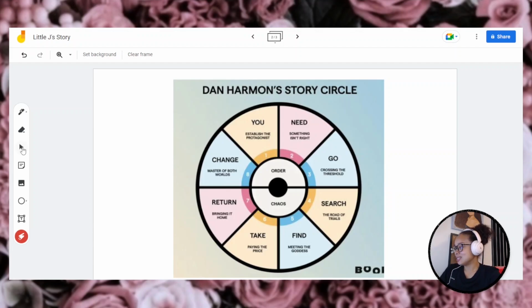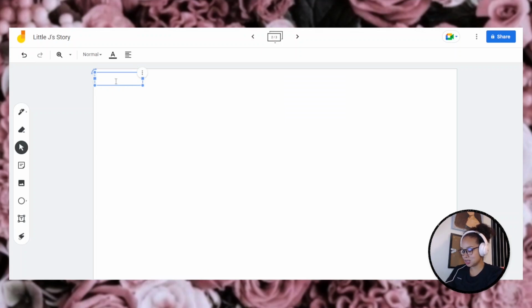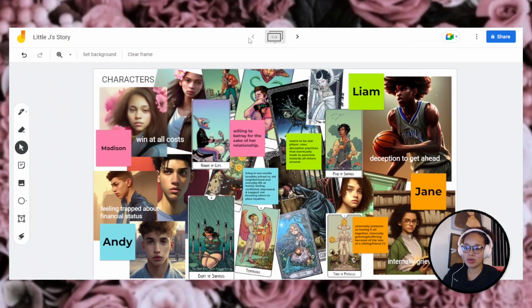So let's see. Just for ease, I'm just gonna title this Exposition. And then we'll also have the conflict. Should I put it here? Maybe I'll put it. But since this is kind of a collage format, we might be going all over the place with this. And just a quick review on our characters.